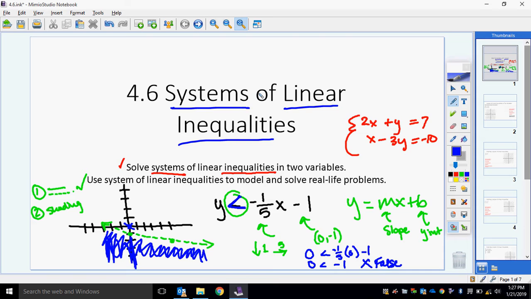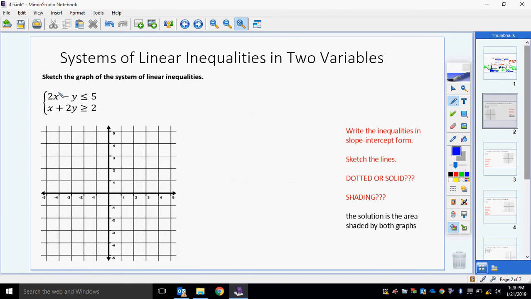Let's look at a system. Remember, a system is two or more inequalities. So this wants us to sketch the graph of the system. In order to sketch this, though, I need to get these in slope-intercept form. So I'm going to start with the first one, the top one. 2x minus y is less than or equal to 5. If I'm going to get it in slope-intercept form, I need to get y by itself. So I'm going to move the x to the other side. That way they zero out, and the negative y is left here. And I have 5 minus 2x.